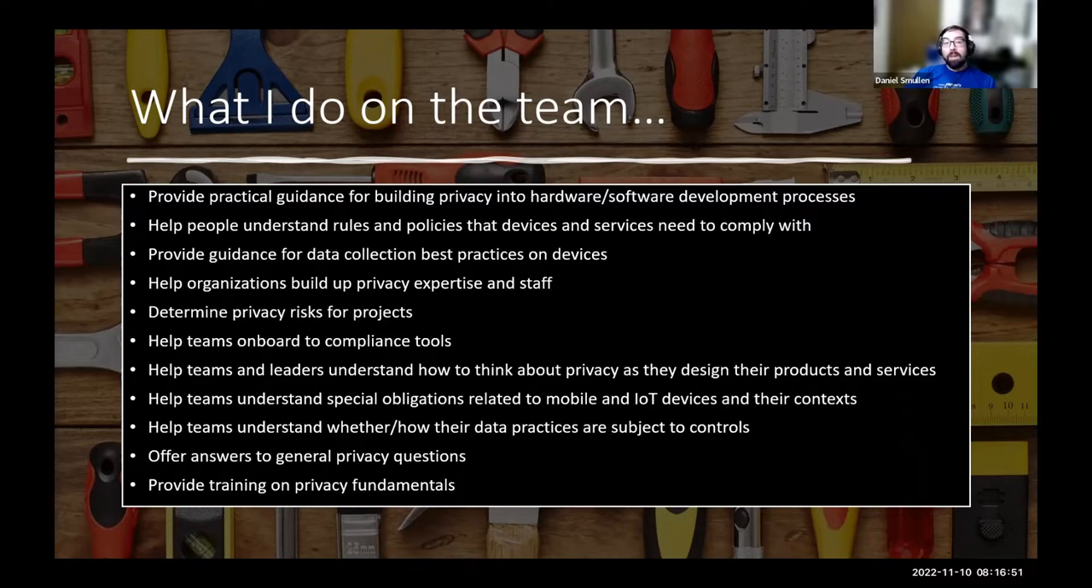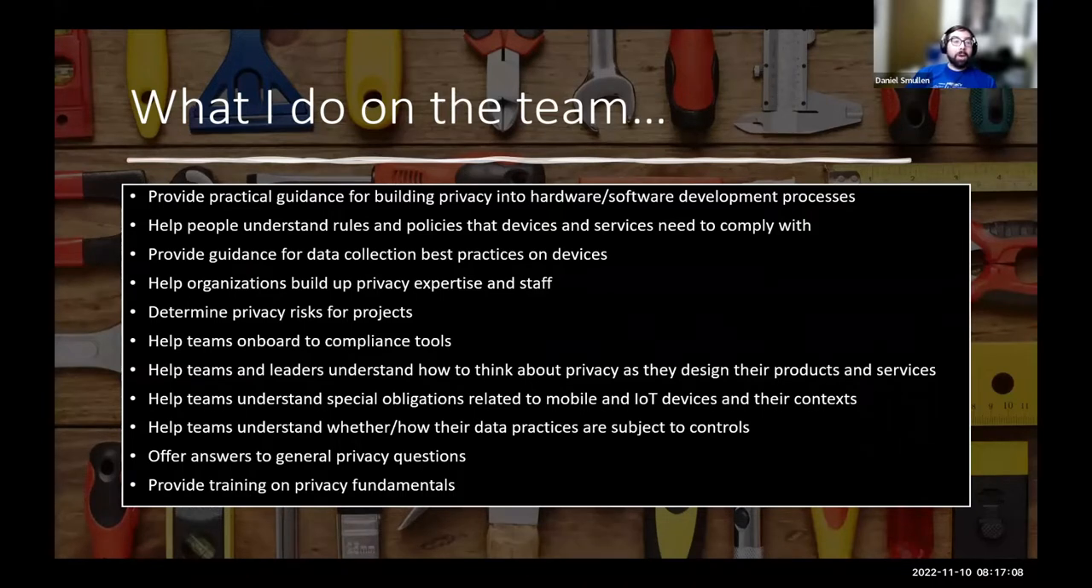And going beyond that, I also help people understand the rules and policies that devices and services need to comply with. Whether this is related to data practices or other legal stuff, again, I'm not a lawyer, but I play one on TV and that's kind of how I do that. I also provide guidance for data collection best practices on devices, like what you should or shouldn't, can or can't do.